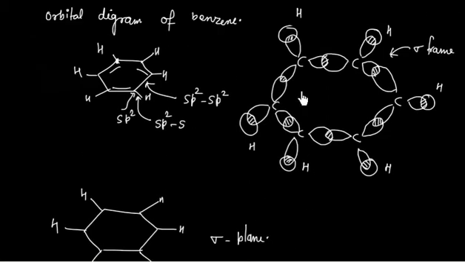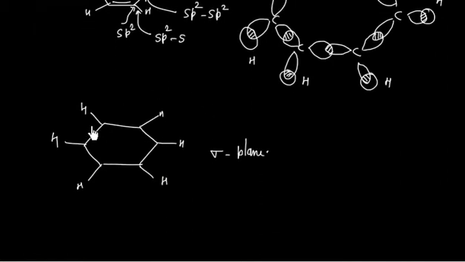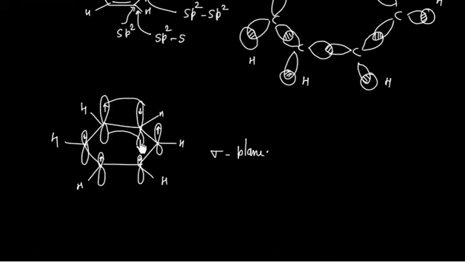Now each carbon will have a p orbital that is perpendicular to this frame, and each will have one electron. So they can form bonds. This p orbital and this p orbital can form a bond. This bond is a pi bond. Similarly, this one and this one can form a pi bond. This will also form a pi bond.